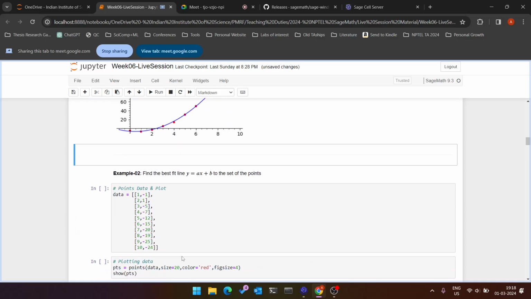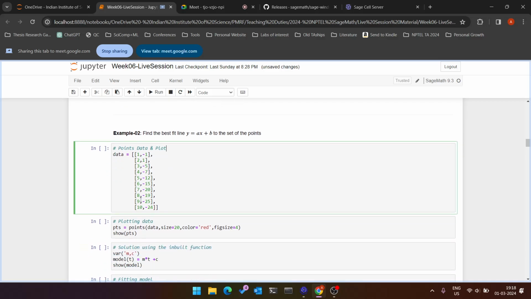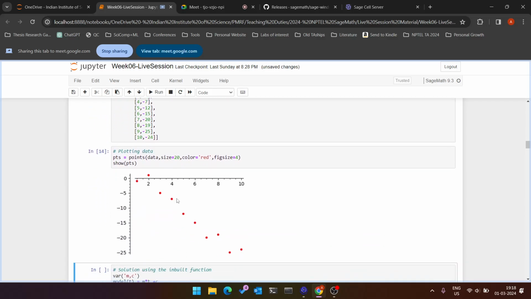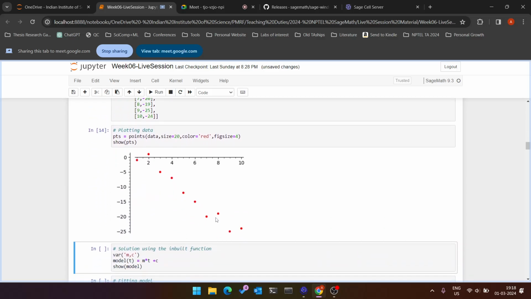Next, we have another example where we are trying to find the best fit for a line y is equal to ax plus b to a set of points. Again, we have been provided with points data, so again you have 10 points, x going from 1 to 10, and different values of y. If I plot only the points, I see something like this. So there's a bit of zigzag, but it seems like roughly we can estimate a straight trend line going down like this as x increases.